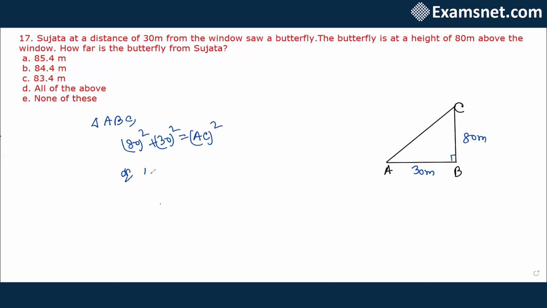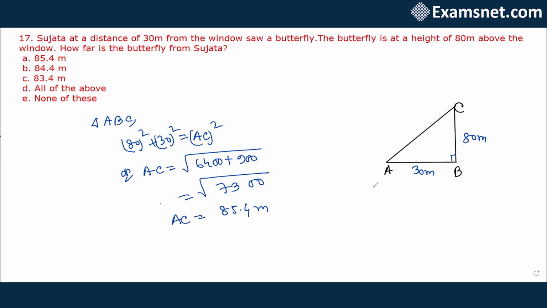That means AC equals root of 7300. So we'll get the value as 85.4 meter. The value of AC is 85.4 meter. That means the butterfly is 85.4 meter far from Sujata. So here option A is the correct answer.